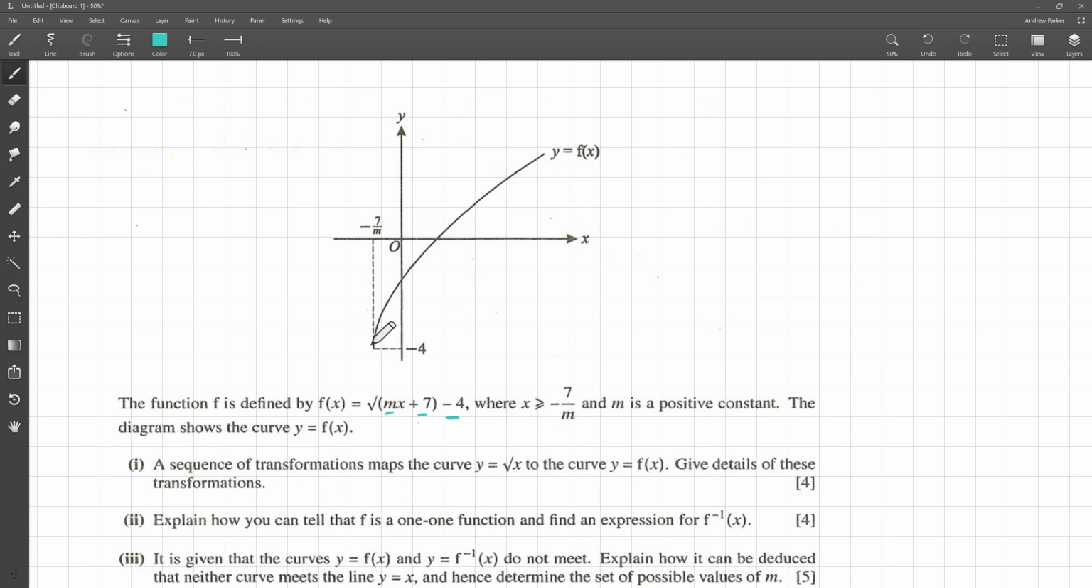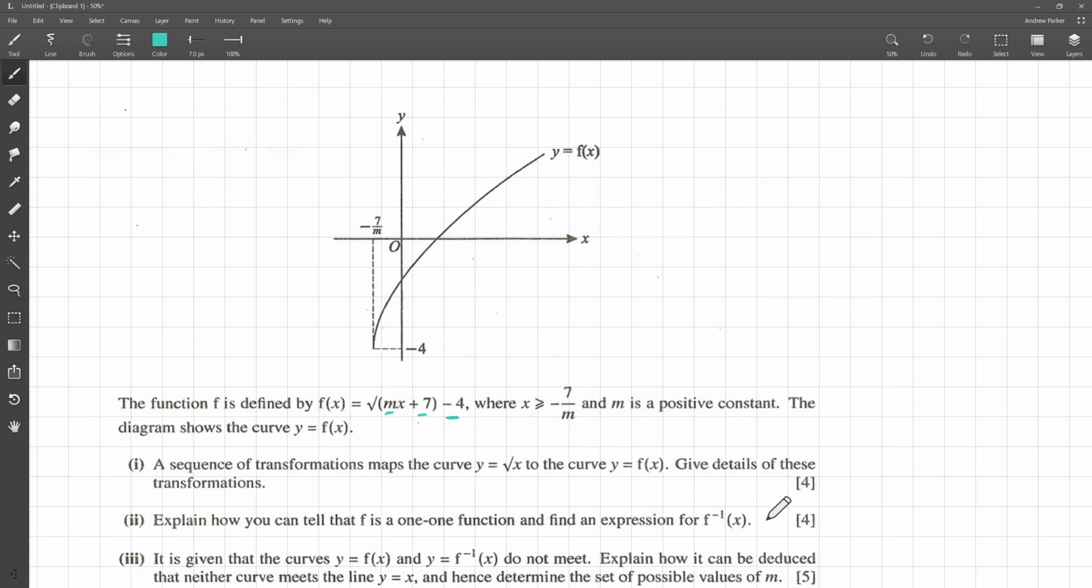It starts here and it goes up all the time, never comes back down. If a function is always increasing or always decreasing, then as long as it's continuous and there's no gaps in it, it will be a 1-1 function. So that will be the answer to part 2.